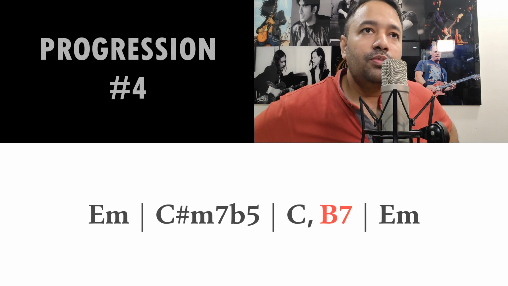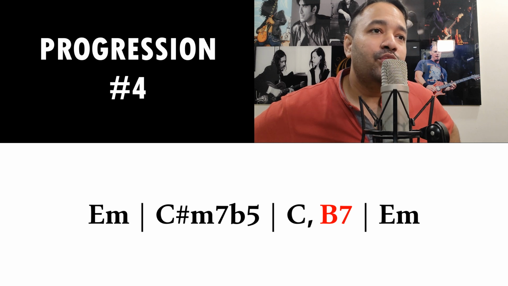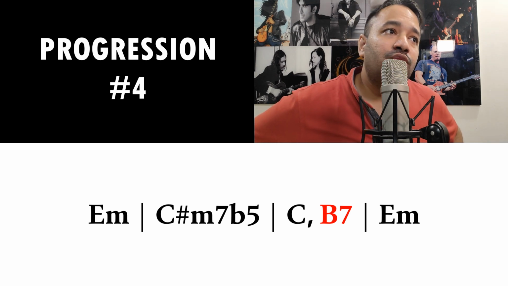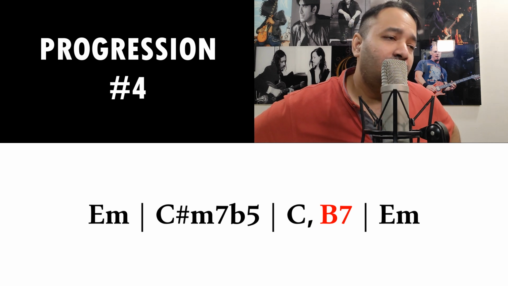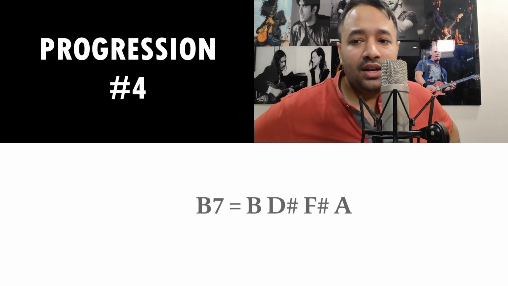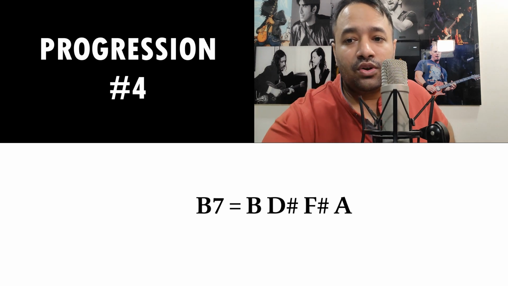Finally, coming to the last chord progression, which is again pretty interesting. We have an E minor going to a C sharp minor 7 flat 5, which goes to a C, quick change into B7, and then back to the E minor. So we've already seen 3 of the chords before: the E minor, the C sharp minor 7 flat 5, and the C major. Only the chord which is different over here is the B7 chord. So the notes are B, D sharp, F sharp, and the A note in this particular chord.